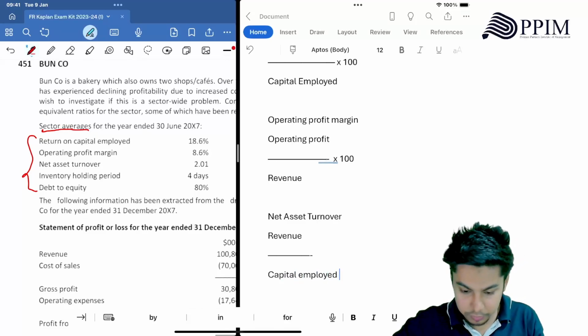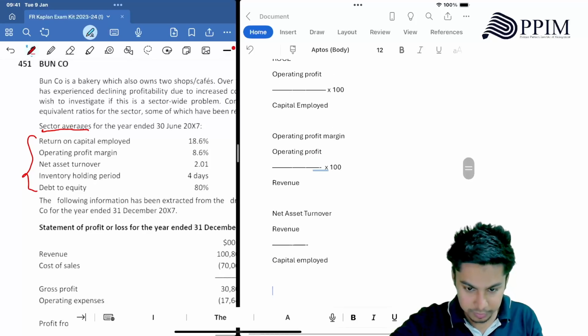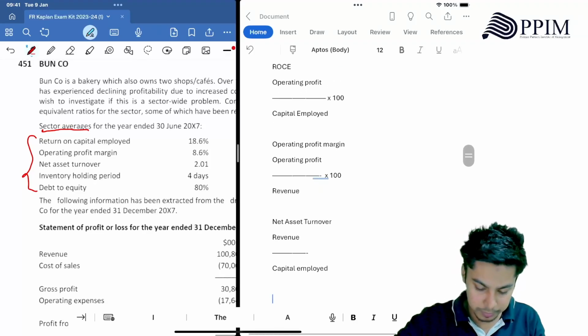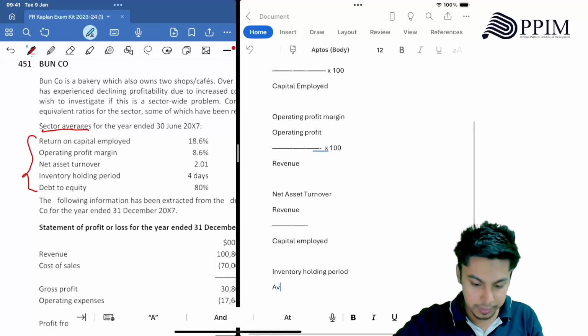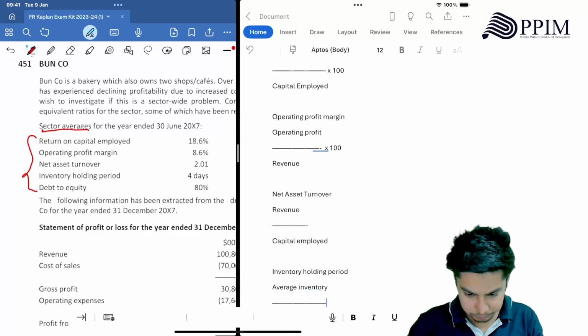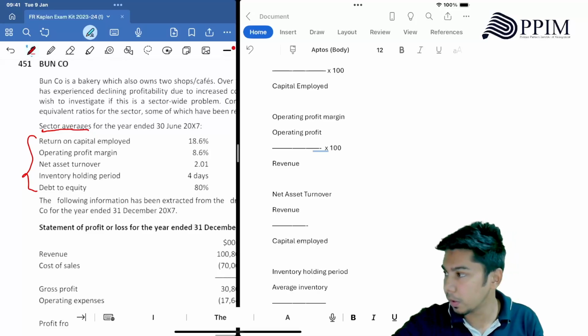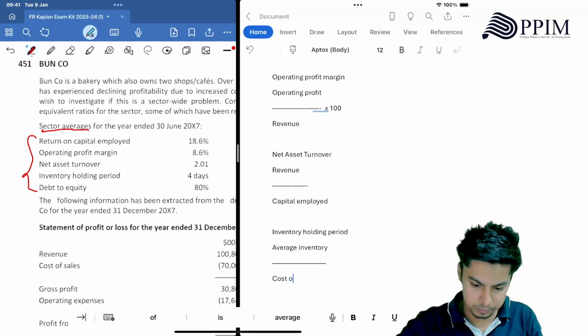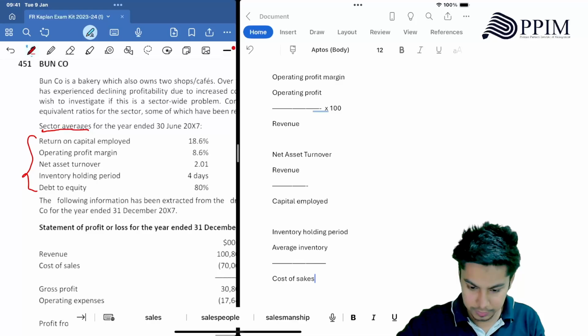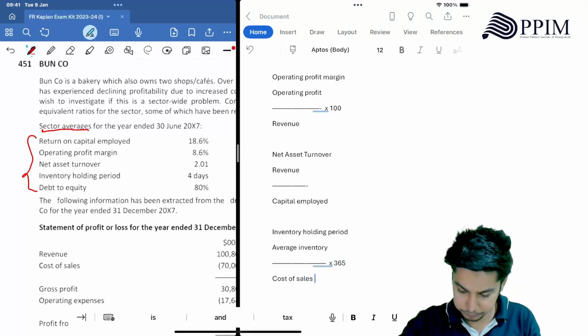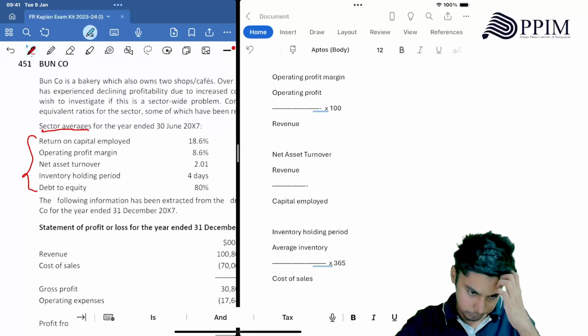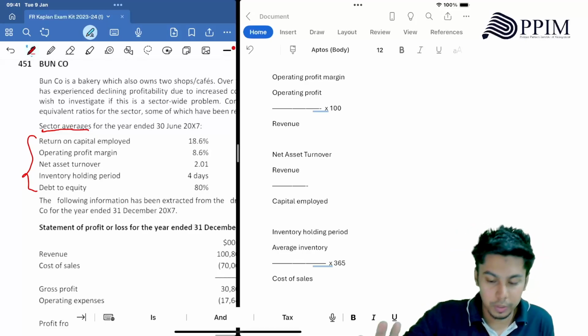Okay, then guys, what do they want? Inventory holding period. Start writing that equation, guys. What's the equation for inventory holding period? Average inventory divided by cost of sales, into 365. All okay now, guys, with that part.